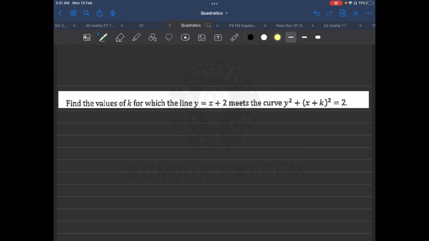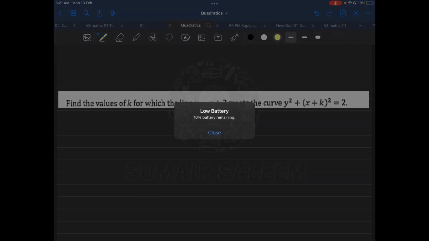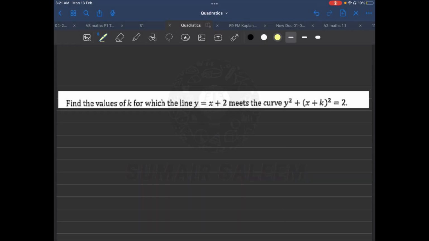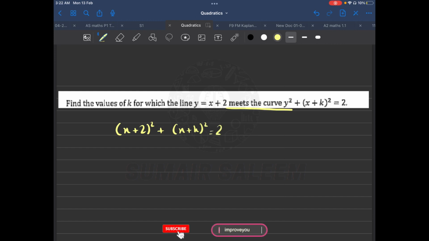One more question. It says meets the curve. So we did tangent, we did two distinct points, we did less than, and intersect. One last question of this type: meets the curve. I'm not sure whether it meets twice or once. In that case, what did I teach you?